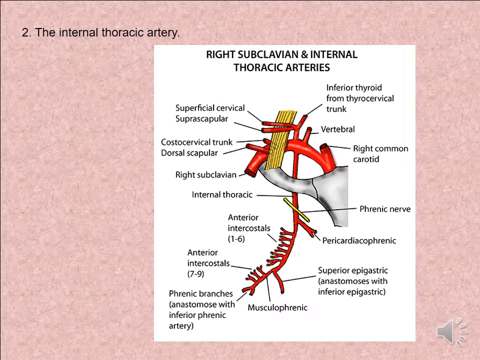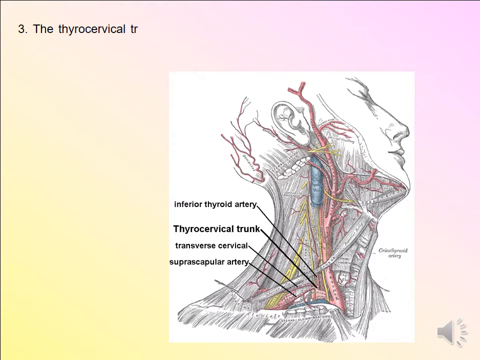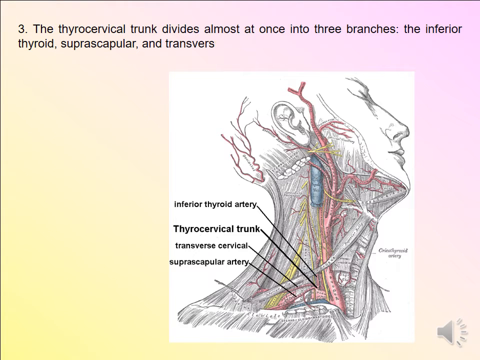Now, the second artery from first part of the subclavian artery is the internal thoracic artery. The third artery is the thyrocervical trunk, divided almost into 2 to 3 branches: the inferior thyroid, suprascapular, and transverse cervical arteries. This is the third branch of the subclavian artery, the thyrocervical trunk.